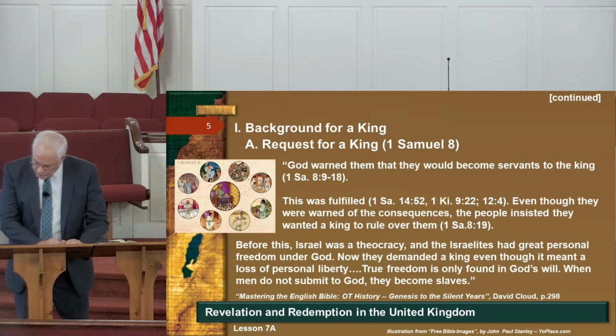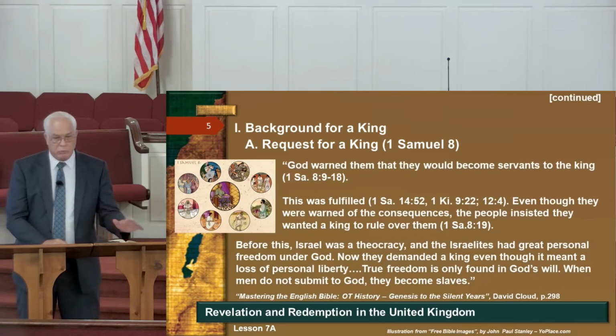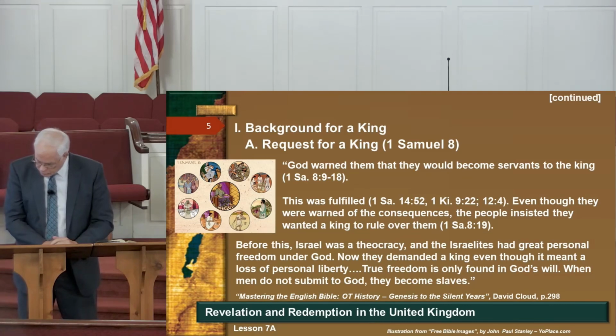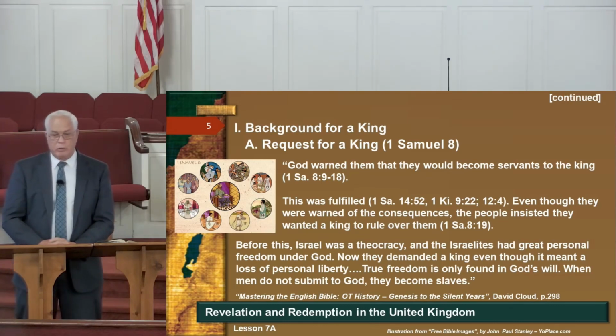God warned them that they would become servants to the king. We just read that part in 1 Samuel. They were going to be servants to their king. This was fulfilled in 1 Samuel chapter 14, and all the references there. Even though they were warned of the consequences, the people insisted they wanted a king to rule over them. You just saw that. They still want a king.